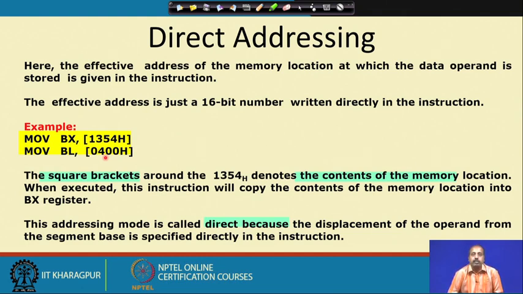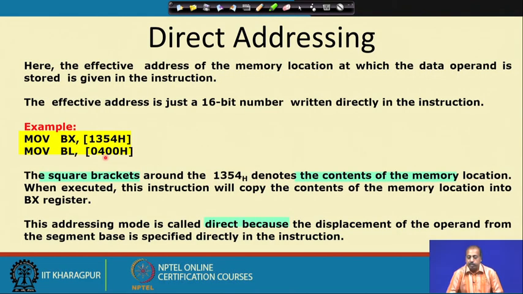Okay. So, that is the convention followed in 8086 assembly language. If these square brackets are missing, then that will mean an immediate data. If the square brackets are there, it will mean that it is an address, so it will be accessing the corresponding memory location. So, when executed, this instruction will copy the content of memory location into the BX register.